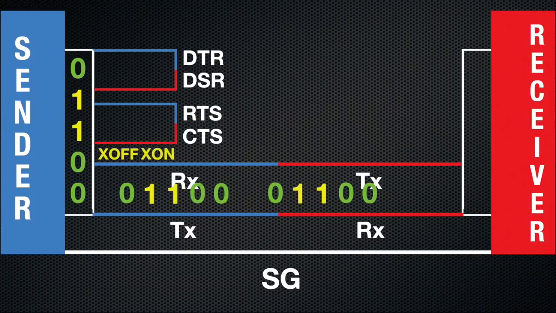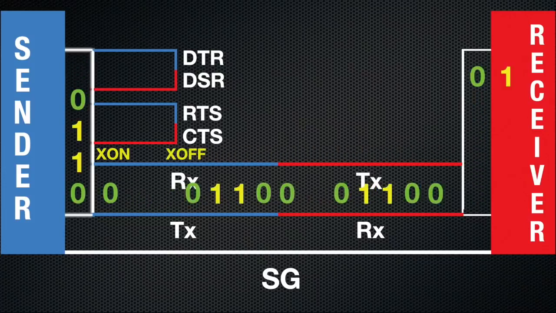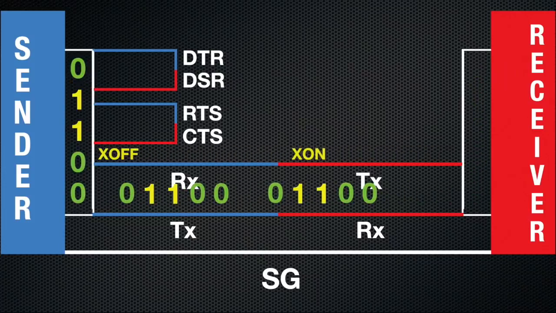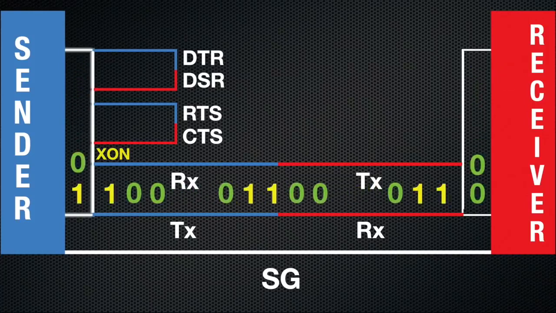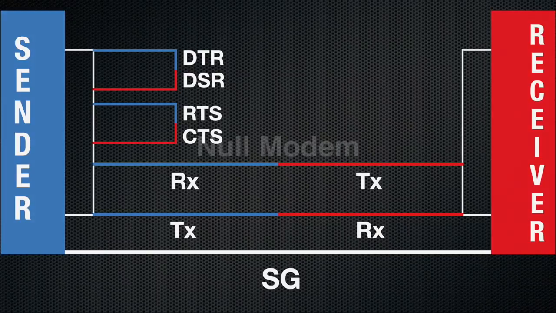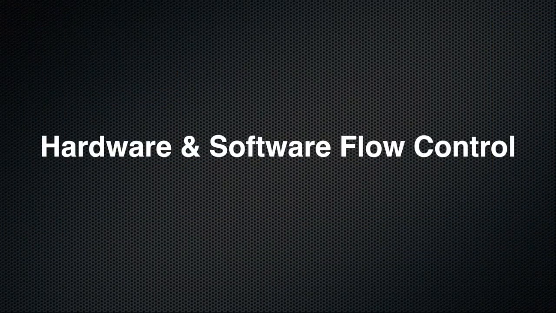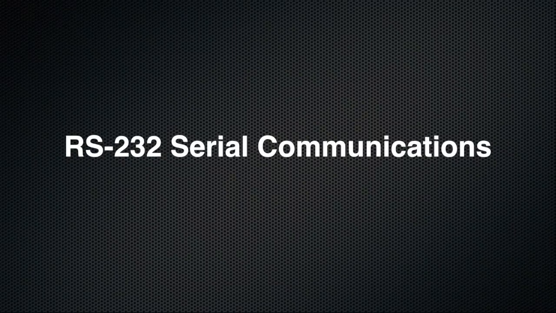When the receiver is ready for data, it sends an X on. When it needs the sender to stop, it sends an X off. This is less reliable than hardware flow control, since the flow control packets themselves are data, but it often works well enough to be worthwhile. With this, you now understand the idea of null modem, how data is sent in both hardware and software flow control. These are the basics of RS-232 serial communication.